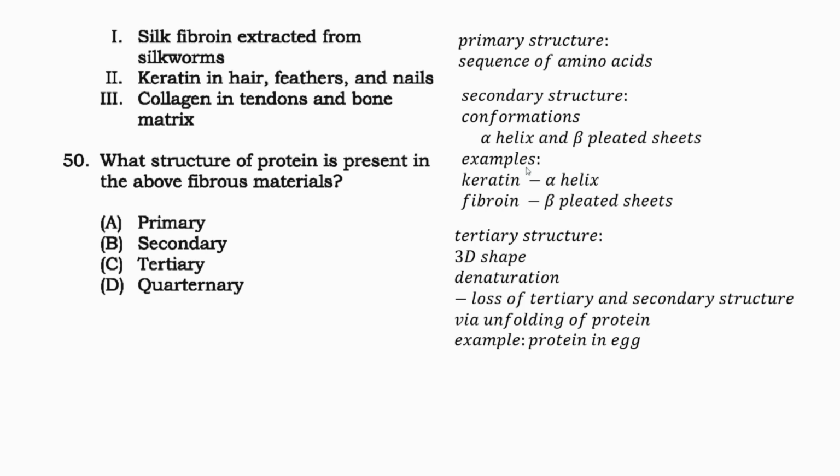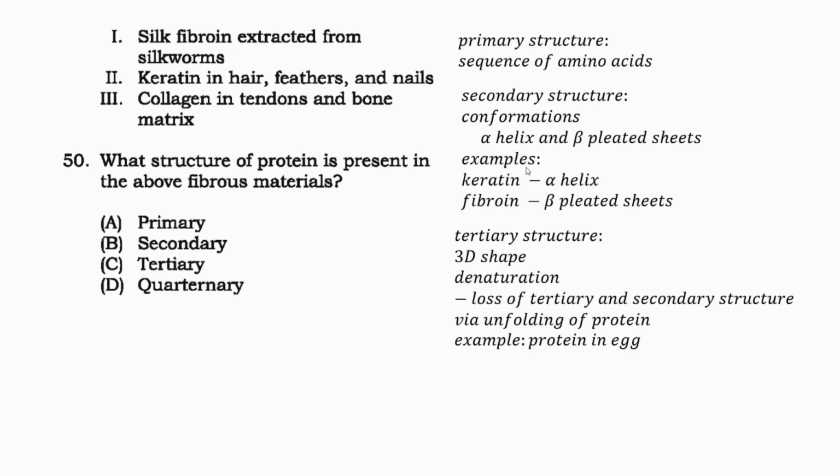Mabuti na rin kung i-discuss natin yung denaturation, kasi yung sinasabi ng denaturation, nawawala yung tertiary and secondary structure via unfolding of protein. So yung perfect example natin ng denaturation ay yung protein sa egg pag niluluto natin siya. Nagde-denature, ibig sabihin from may certain conformation, may certain structure na yung protein ng egg, nagiging long strands na lang siya na nagpapakita ng sequences. So parang nagiging primary structure na lang siya.